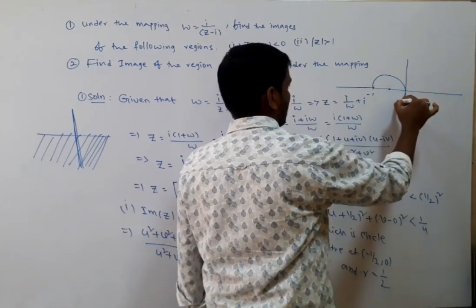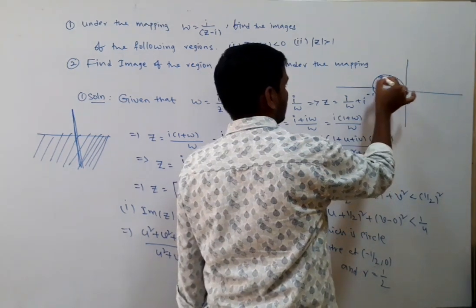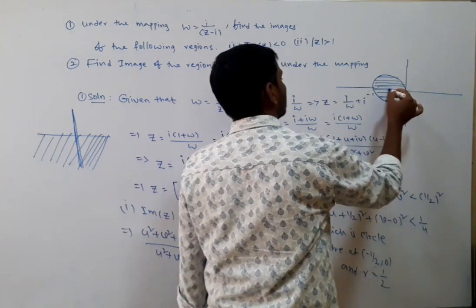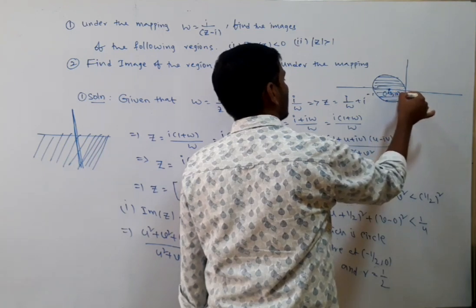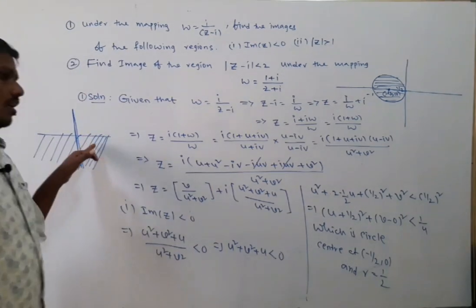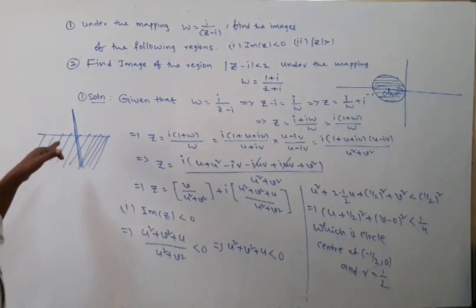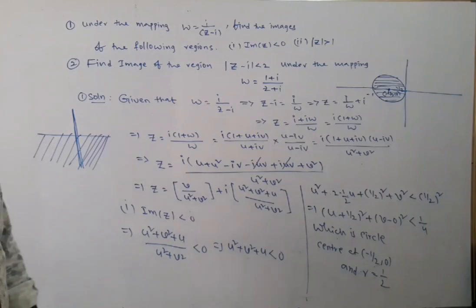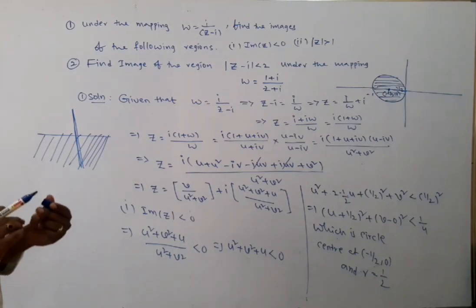This is the image, which is minus 1 by 2 comma 0, radius is 1 by 2. Is it clear? The image of the w plane in the z plane is the circle with the radius 1 by 2 and center minus 1 by 2.